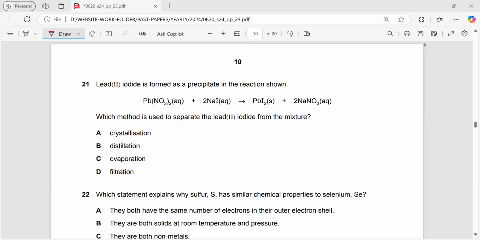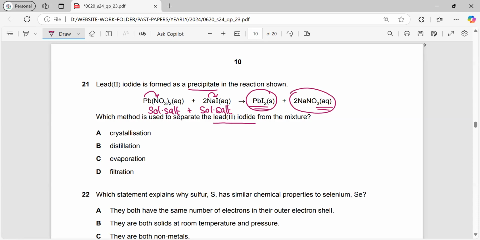Lead iodide is formed as a precipitate in the reaction shown. This method is used to separate lead iodide from the mixture. It's really easy because it's a precipitation reaction, and in a precipitation reaction, we take two soluble salts. Here we have taken lead nitrate and sodium iodide. So we have two soluble salts and they are making one soluble and one insoluble. You can see there's one insoluble salt forming, which is solid, and the one soluble salt forming, sodium nitrate.